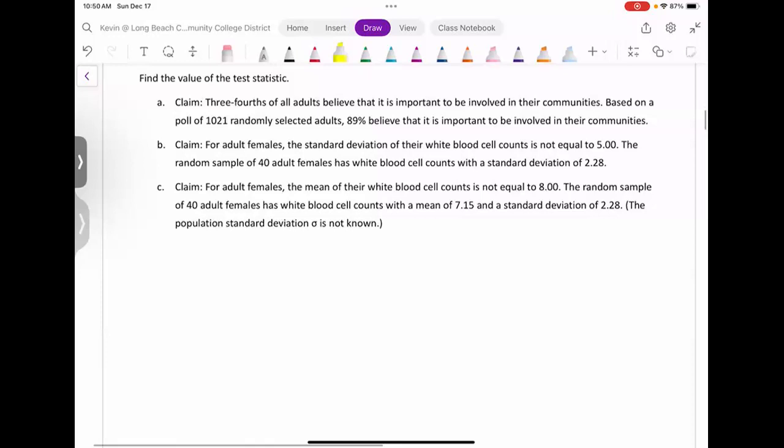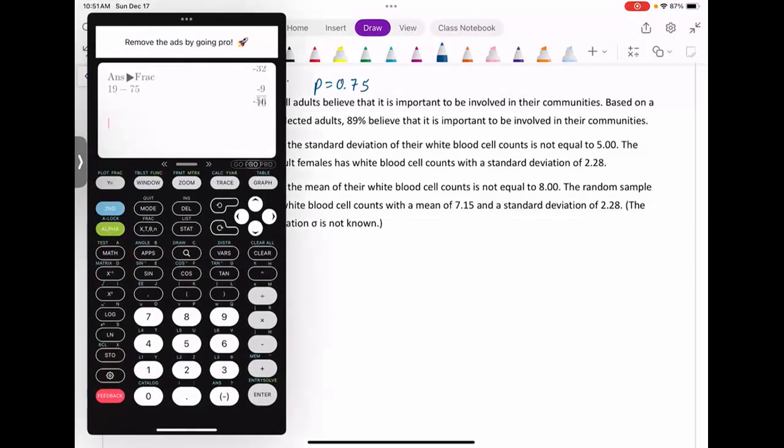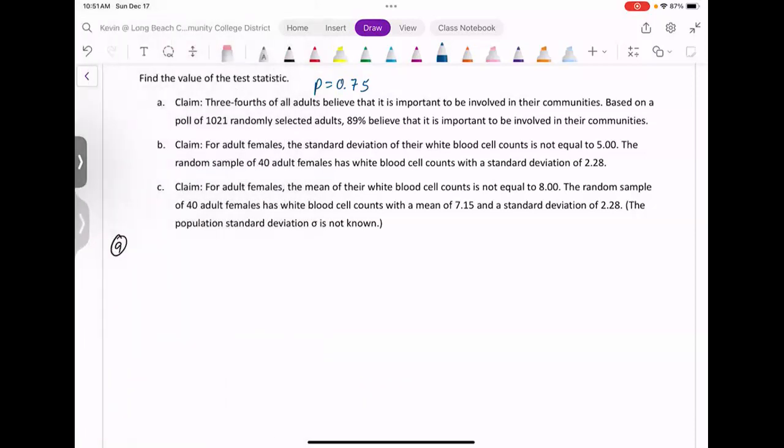All right, so let's find the test statistic. So we'll start with part A. The claim is 3/4 of all adults believe that it is important to be involved in their communities. Based on a poll of 1,021 randomly selected adults, 89% believe that it is important to be involved in their communities. So let's find our test statistic. Before we do that, let's label what we have. 3/4 is 0.75, so that's 3 divided by 4. Now, they also have a p hat, which is 0.89.